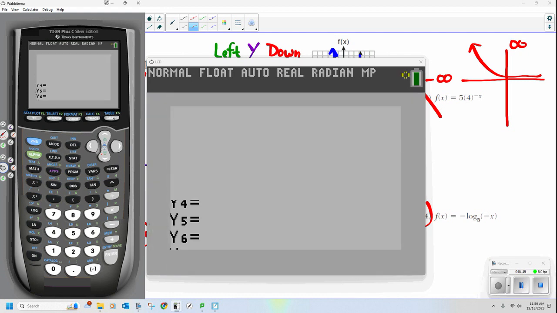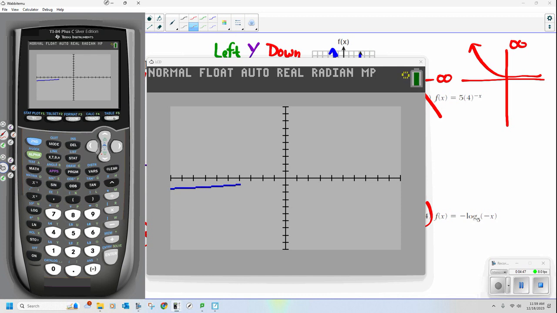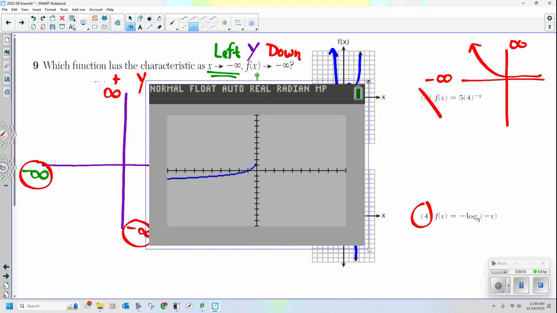If I graph this, as I go to the left, I should go down forever. This graph gets so close to the y-axis you really can't see it, but it does slowly go down forever. It's going to the left and continually going down and down and down forever. Slowly, but it does. So it is choice 4.